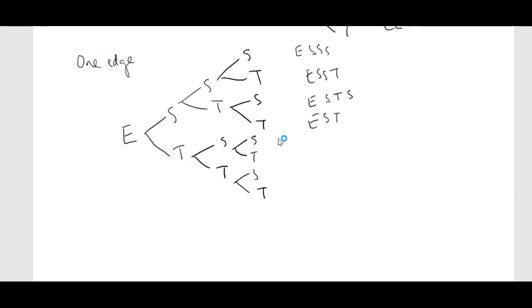Okay, so we've got ESTS, ESTT, ETSS, ETST. Hopefully I haven't missed anything. ETTS, ETTT. So we should have 8. So 1, 2, 3, 4, 5, 6, 7, 8.